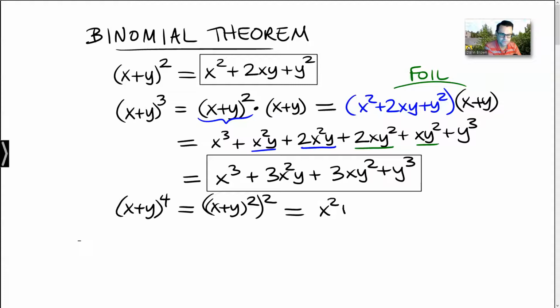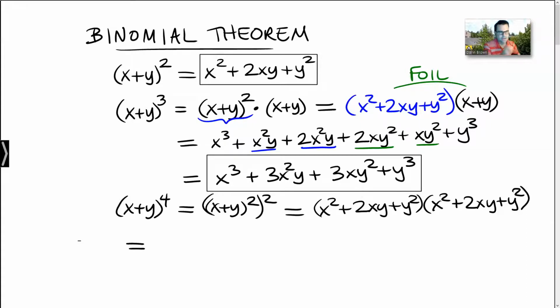So x squared plus 2xy plus y squared times x squared plus 2xy plus y squared. Okay? What is that going to give us? So again, we have to FOIL everything out. So we're going to distribute the x squared across, the 2xy across, and the y squared across. So let's multiply out. Distribute the x squared.